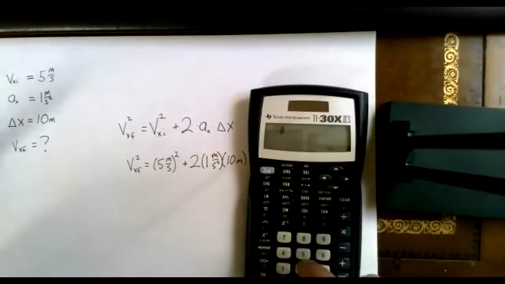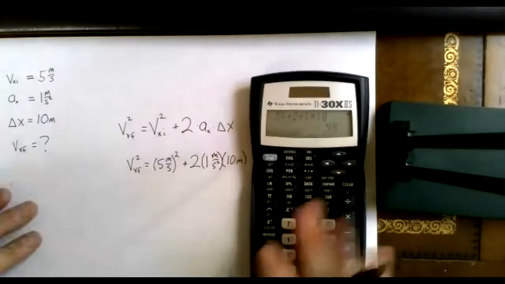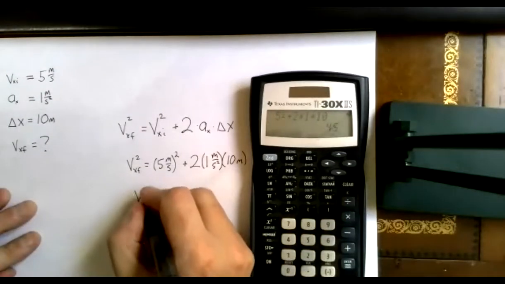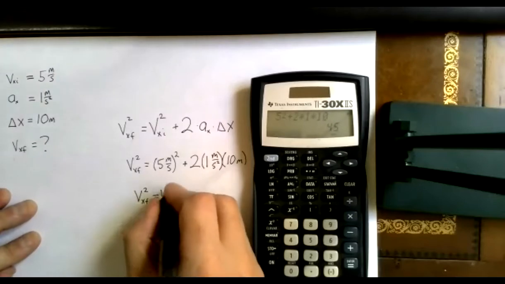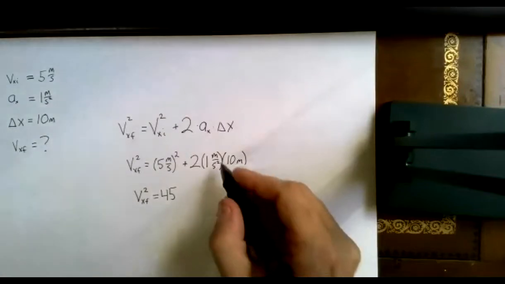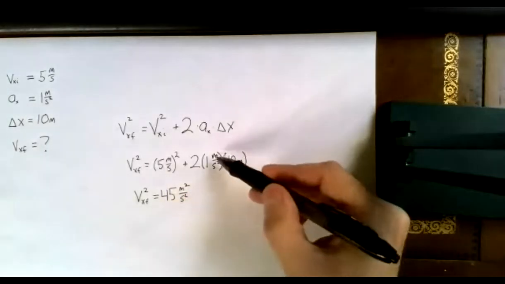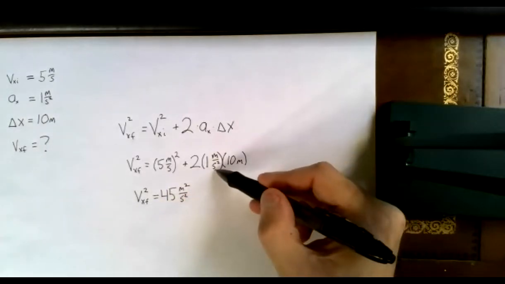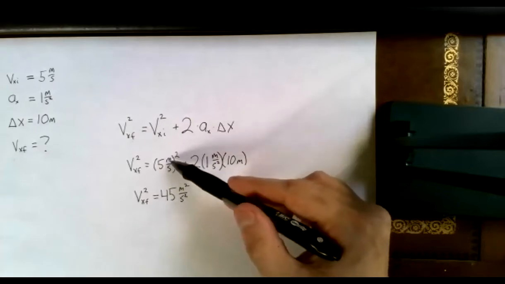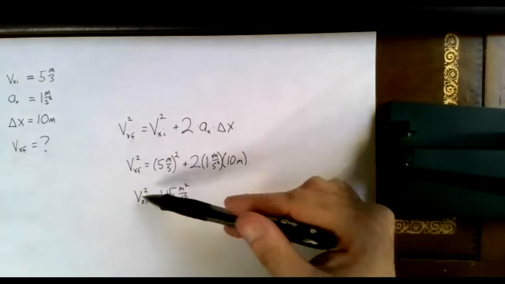All right, so I can plug that into the calculator and get my answer. Let's see, I've got 5 squared plus 2 times 1 times 10. Should be 45. Yeah, so that means my final velocity squared equals 45. And it looks like the unit I'm going to end up with is meters squared per second squared here, right? If I do meter times meter, it's meters squared over second squared. And meters per second, if I square that, it's meters squared over second squared. But this isn't my final answer, right? This is the square of the final velocity.